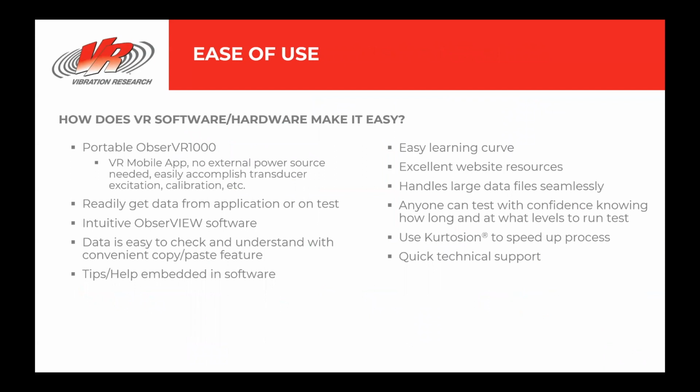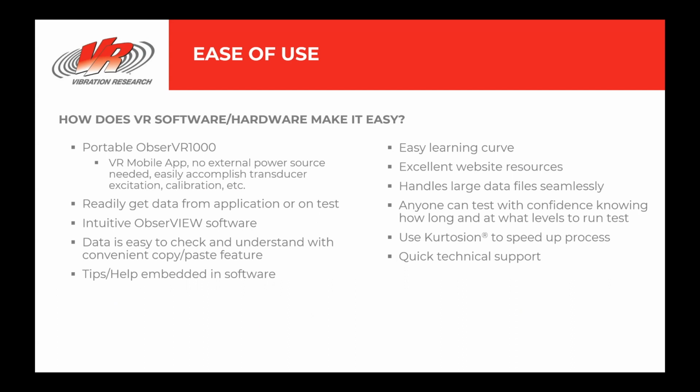How does VR make this whole process easy? First of all, the Observer 1000 is portable. I mean, you can carry it in your hands. It's so easy. It's light. The VR mobile app has no external power source. It's easy to accomplish transducer excitation, calibration, etc., using your cell phone or tablet. You can readily get data from application or on test.